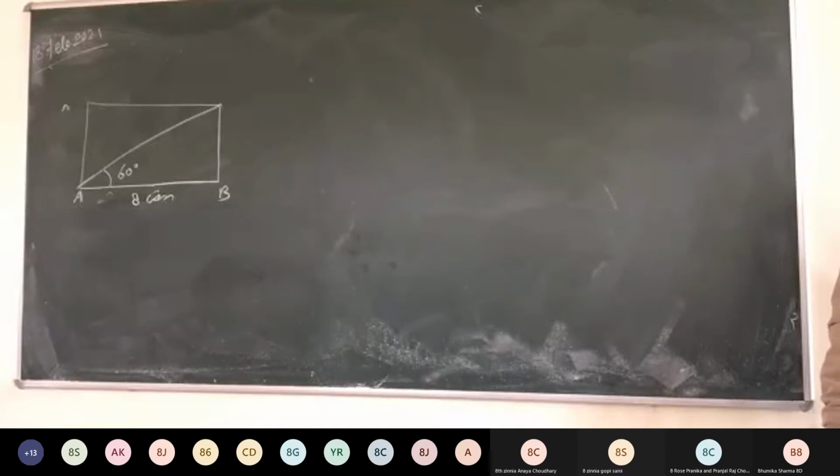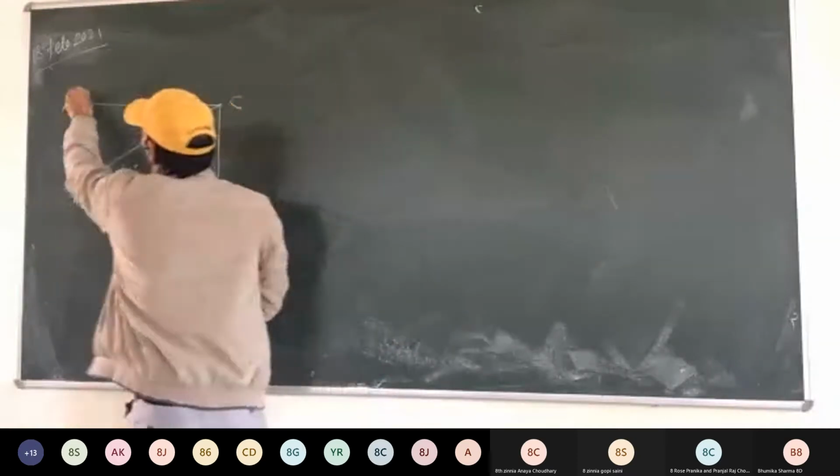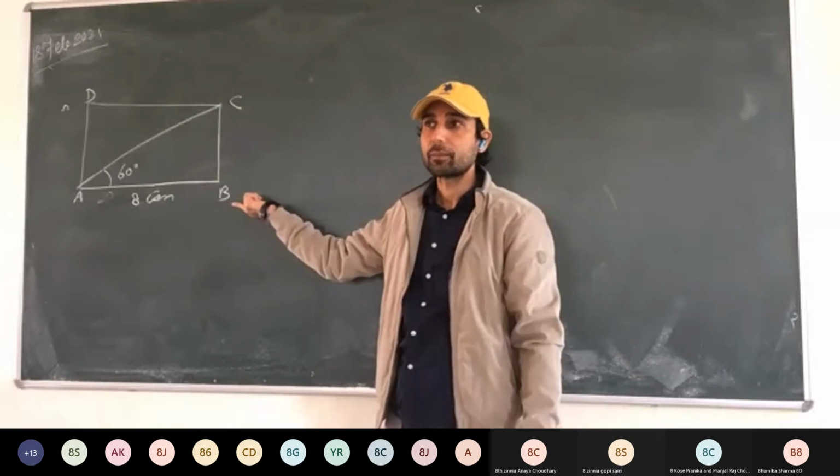Kevalya, stay quiet. AB 8 centimeters. Hidansh, look front. AB 8 centimeters is given. Angle BAC is 60 degrees.